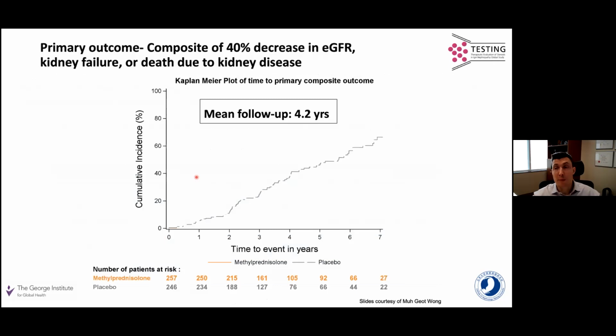So this is the primary outcome. There was an average follow-up of 4 years. And now we're looking at the risk of a 40% decline in kidney function that was compared in the 2 different groups. And what we can see is that overall steroids substantially reduced the risk of kidney progression by around 50%. So this is a very large treatment effect in the steroid group.